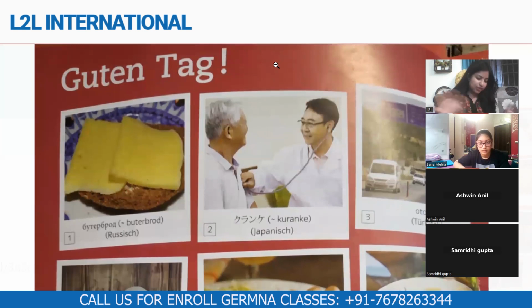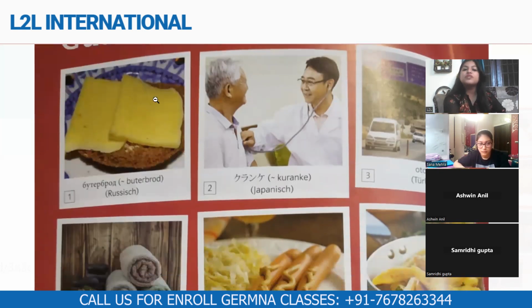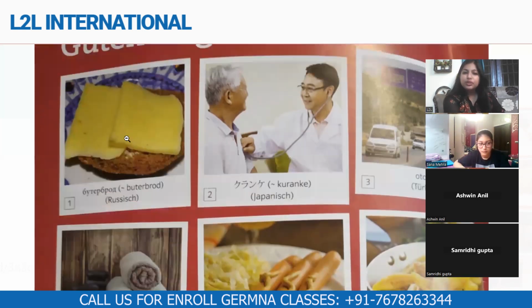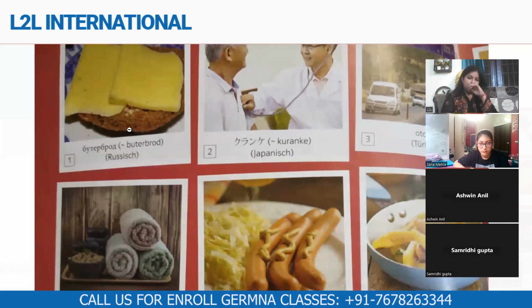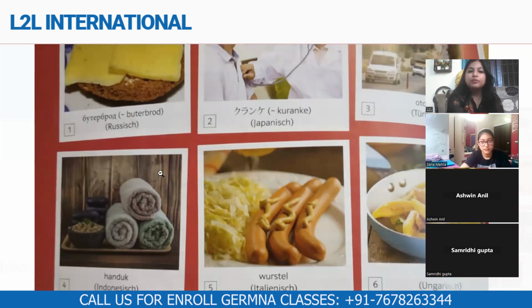Okay, so we just need to guess what this particular picture is, what is the name that we have in our language? That is the work here. So the first thing you see here, it's Russisch. Russisch means the Russian language. So what do you think it is? In English? Which food? Bread, butter. Yeah, it is bread and butter. Okay, so in Russisch, we call it Butterbrot.